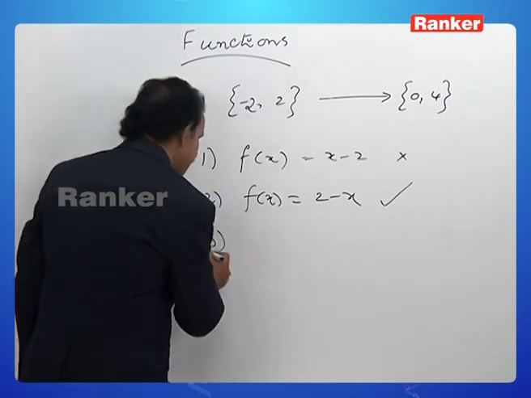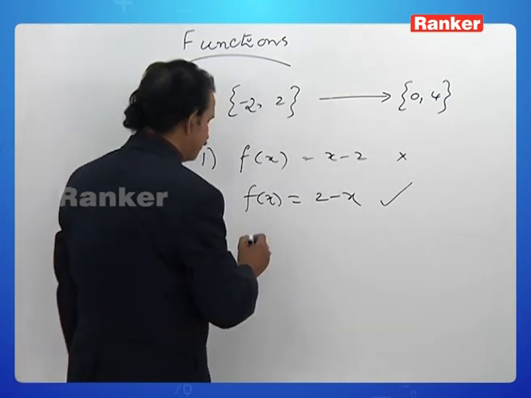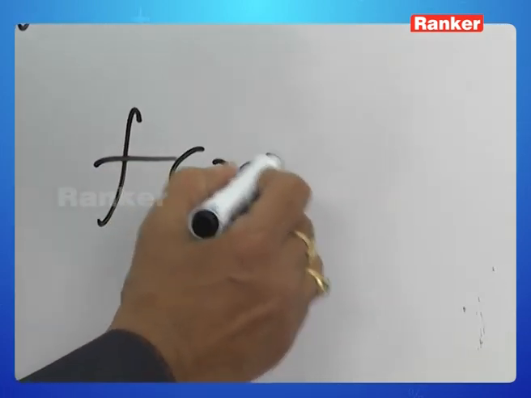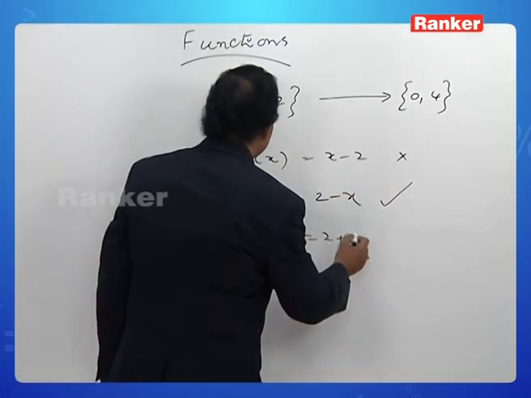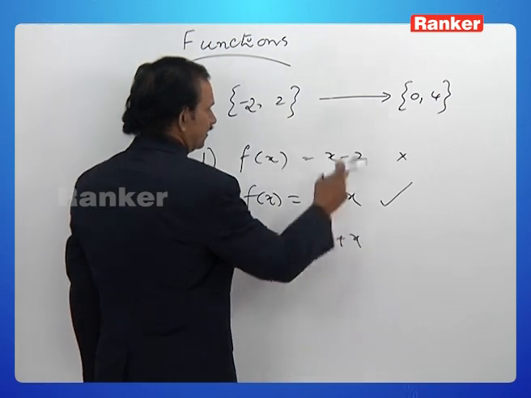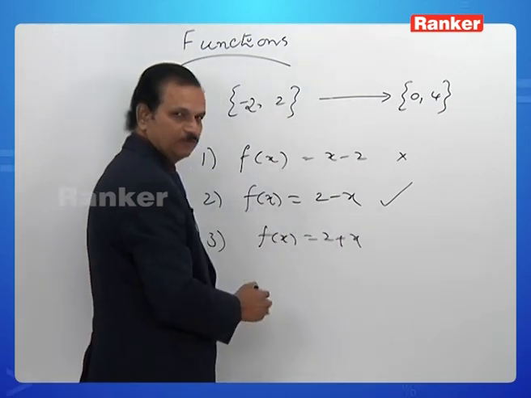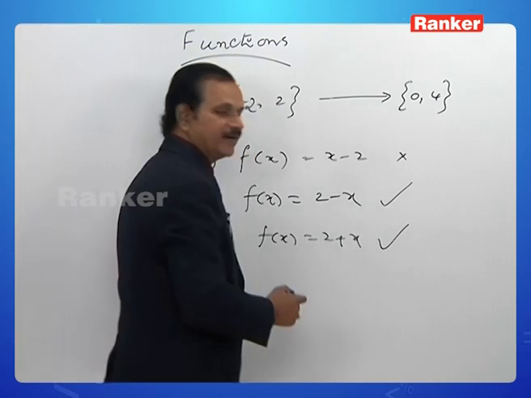Moreover, third option is also given. What is the third option? F of x is equal to 2 plus x. Let us see. What is f of minus 2? 2 minus 2 is 0. F of 2? 2 plus 2 is 4. So, this can also be a right option.